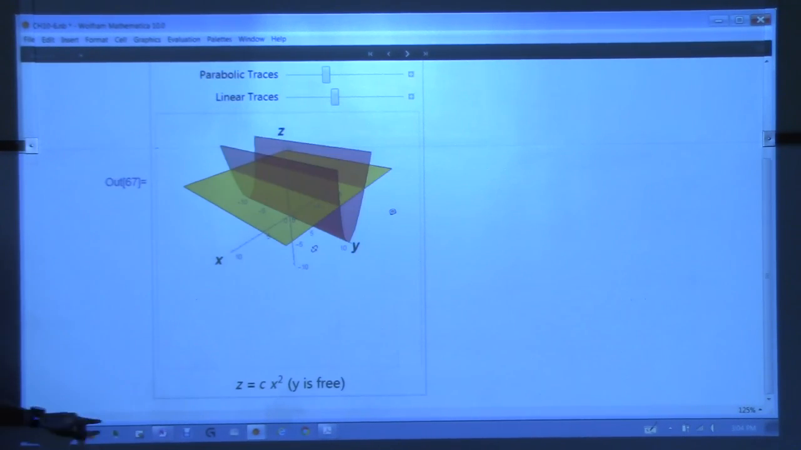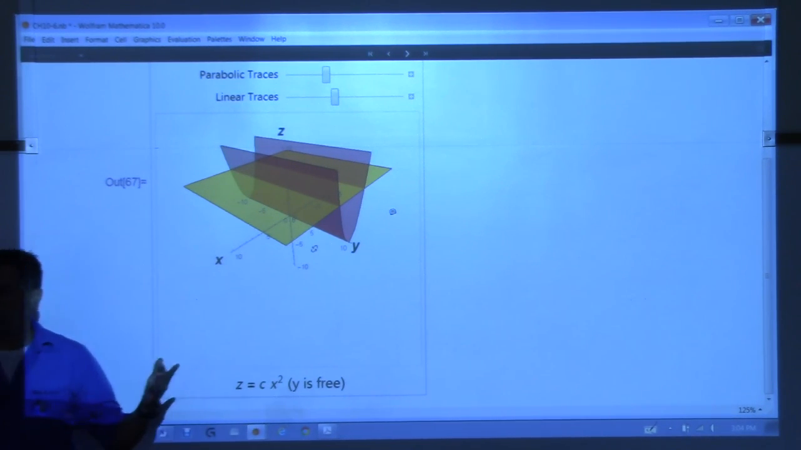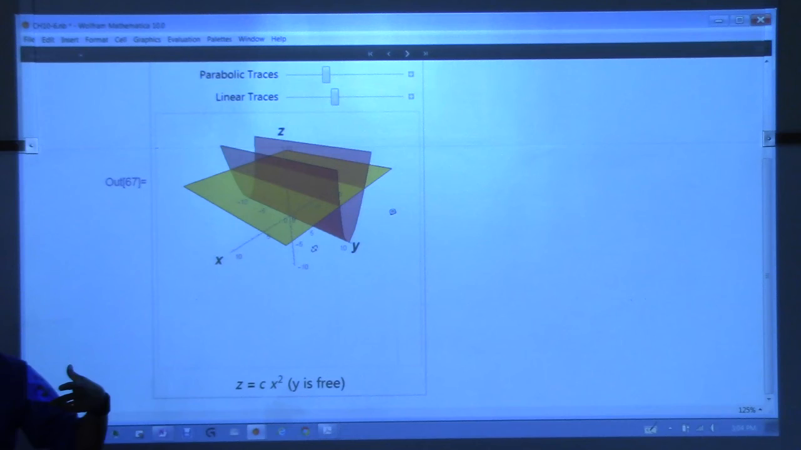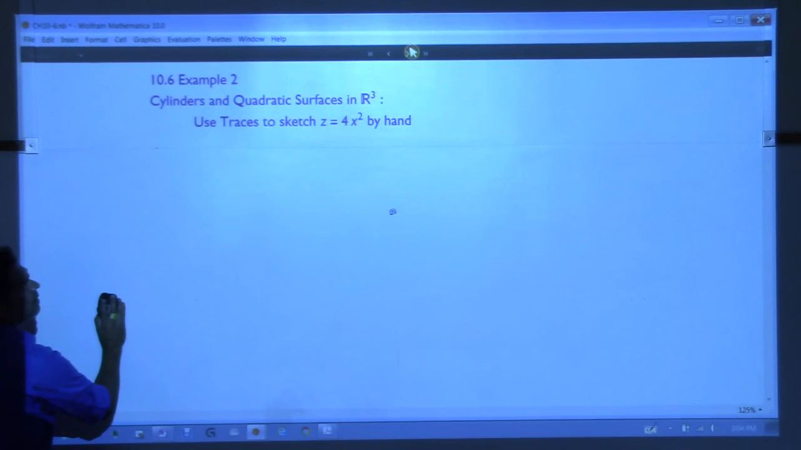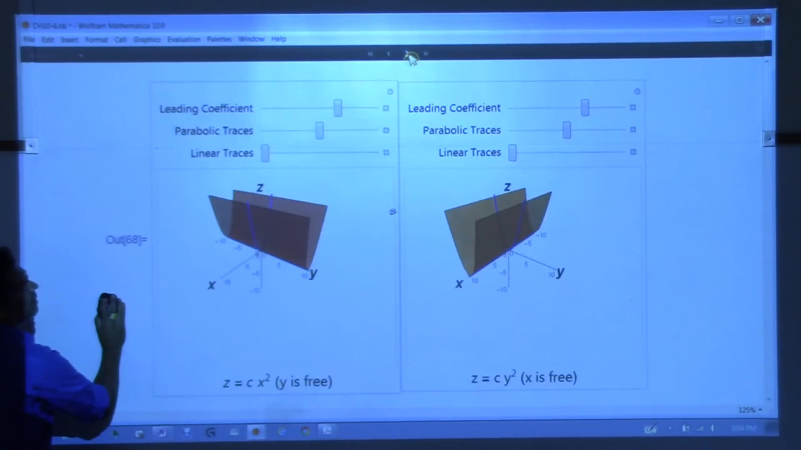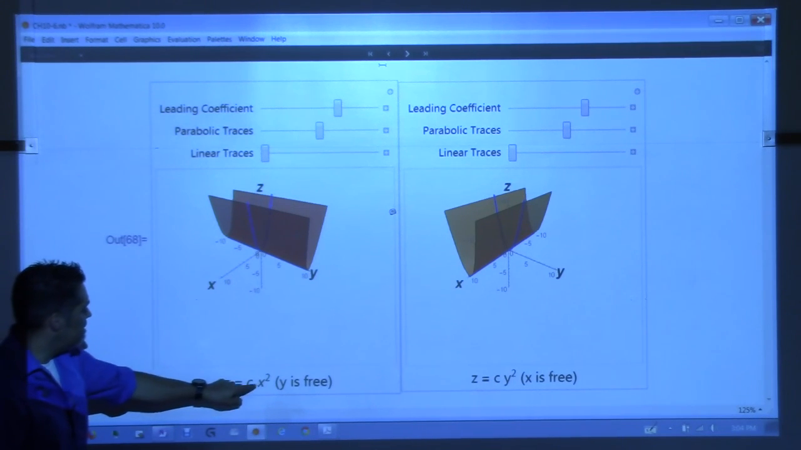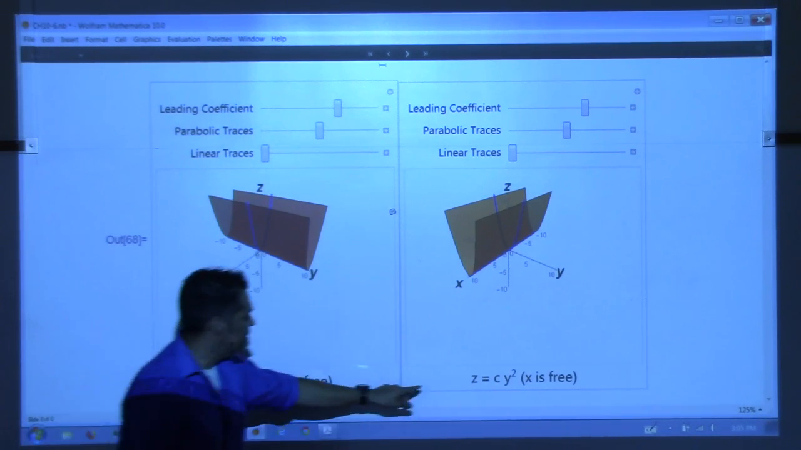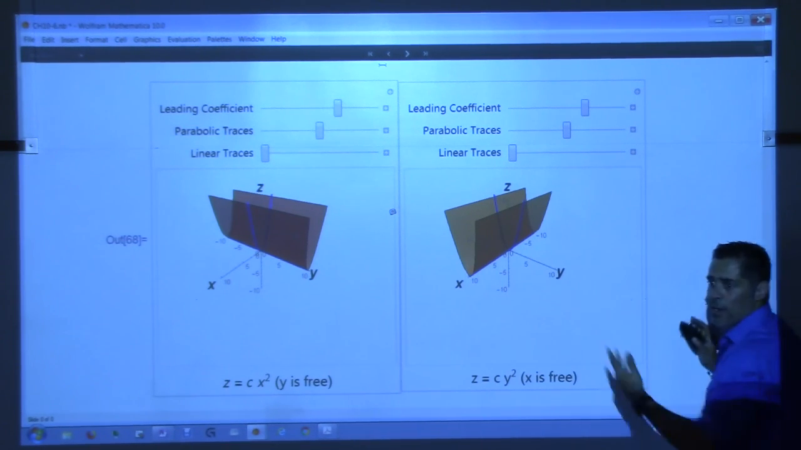How many different types of equations could we have? We have z equals a constant x squared, z equals a constant y squared. That would go down the x-axis, right? So here, this is z equals a constant x squared down the y-axis. Z equals a constant y squared. X is free down the x-axis. What else, though?